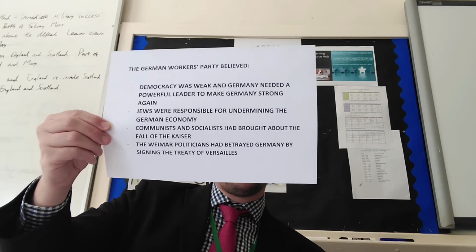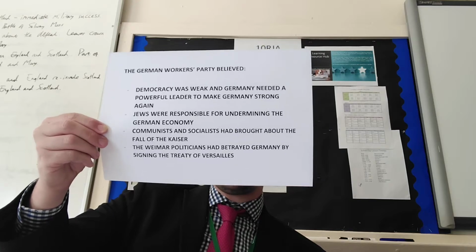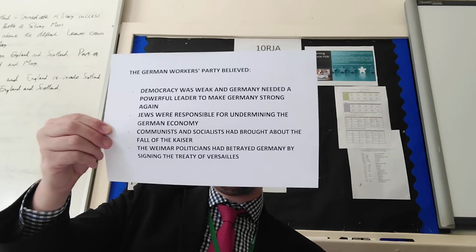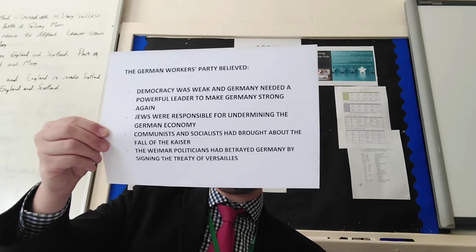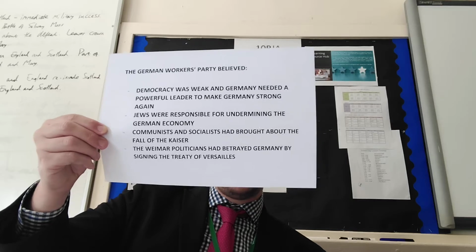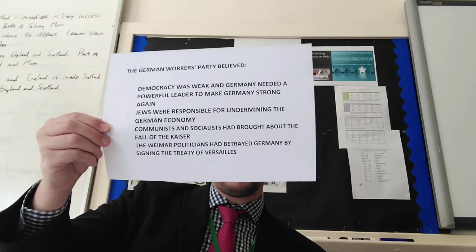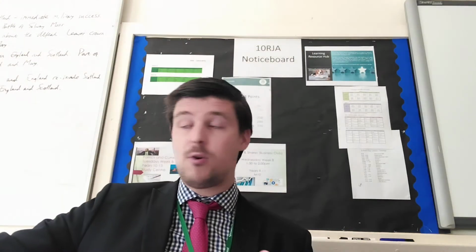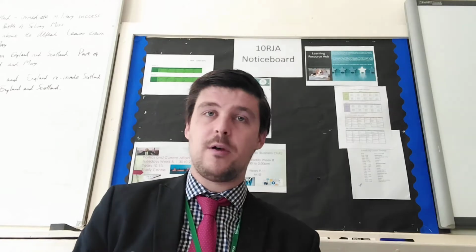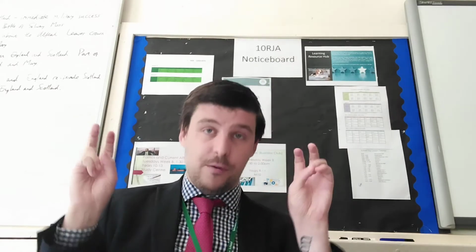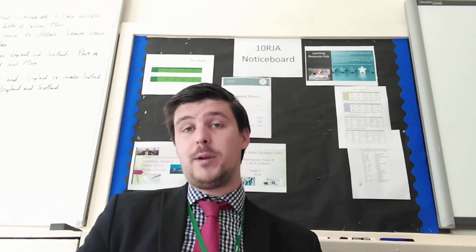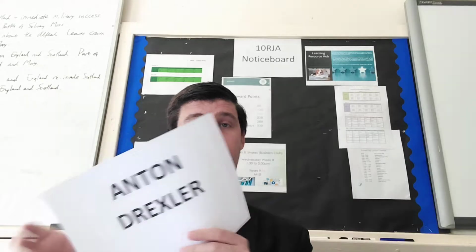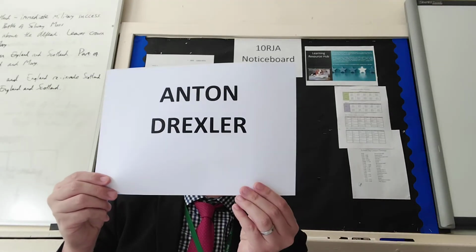Communists and socialists had brought about the fall of the Kaiser. Obviously, the Kaiser had been forced to abdicate in November 1918, and the communists were seen, particularly by the German Workers' Party, to have been responsible for that. And the Weimar politicians had betrayed Germany by signing the Treaty of Versailles. If you think back to the Treaty of Versailles, going back to that idea of the Dolchstoss, that the Weimar politicians are the November criminals, and they've stabbed Germany in the back by signing this. Remember as well that the German Workers' Party was led by a man called Anton Drexler.